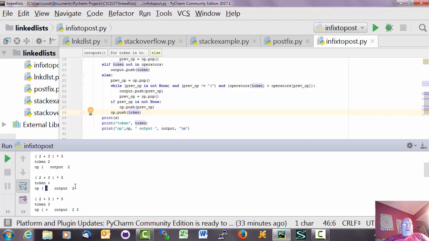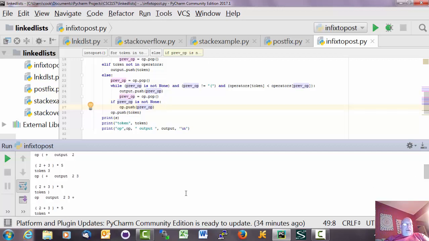So the effect here of popping this previous operator and then pushing the previous operator back on is, if we didn't want to pop that previous operator, then it just goes back in the order that I guess it intended. Okay, next token after the plus sign is a 3. Number goes on the output stack.